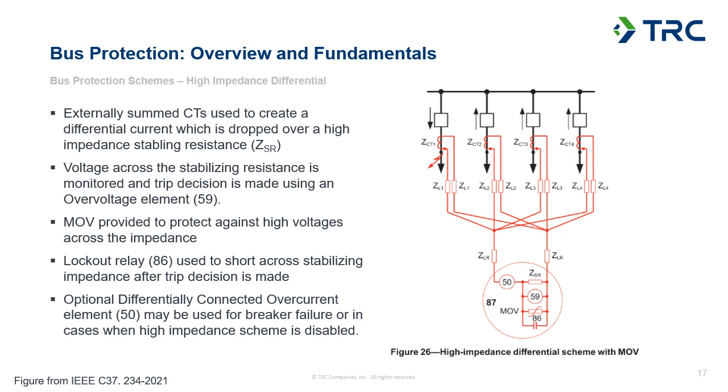We might have an MOV included that would prevent high voltages from forming across that stabilizing impedance. We may short out the impedance once a trip decision is made using a contact from the lockout relay. And we may also provide a differentially connected overcurrent element, so another low impedance type element, in series with the high impedance element and the voltage element, that can be used for other things, basically as part of a breaker failure scheme, or in cases where maybe you've taken the high impedance element out of service or it's otherwise disabled, you can use that overcurrent element. That's not a feature on all high impedance relays, but many of the modern type relays do include that overcurrent option.